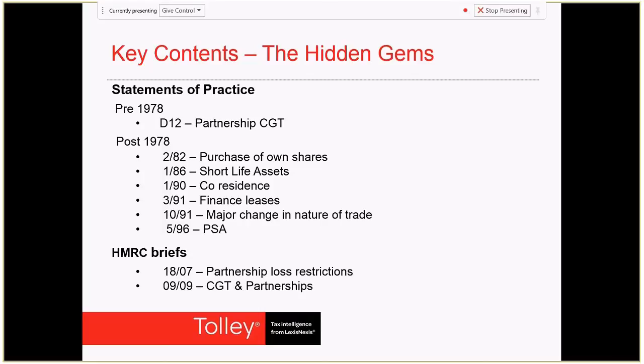So you've got all sorts of things like statements of practice. So, for example, what's a short life asset, all that sort of thing. Some HMRC briefs. A really nice one on CGT and partnerships, if any of you are doing the OMB paper.